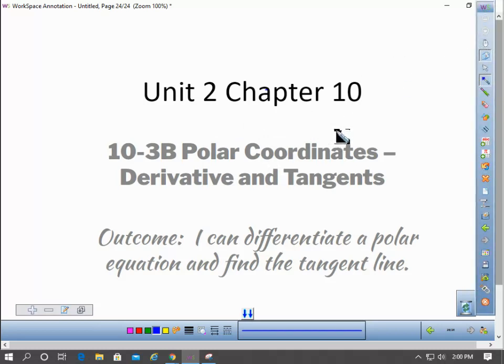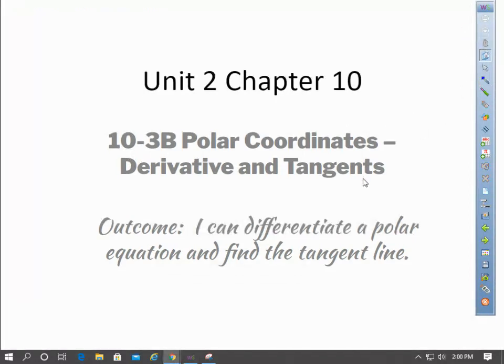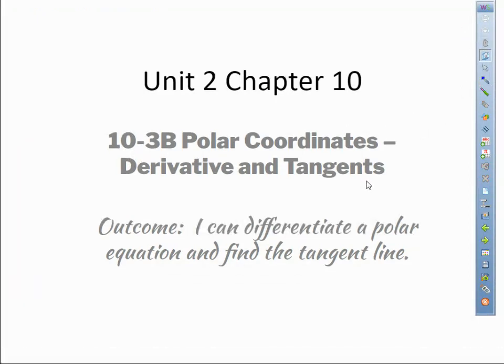All right, so we're getting into the calculus part. How do we take a derivative of a polar curve, and how do we find the slope of tangent lines and vertical and horizontal tangent lines? All right, so our outcome is I can differentiate a polar equation and find the tangent line. So this is target 10-3B, the second part of 10-3.